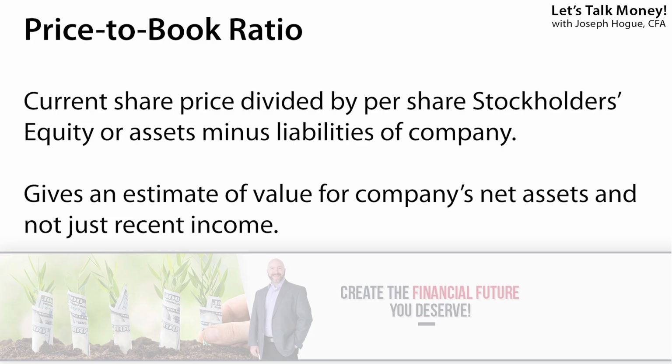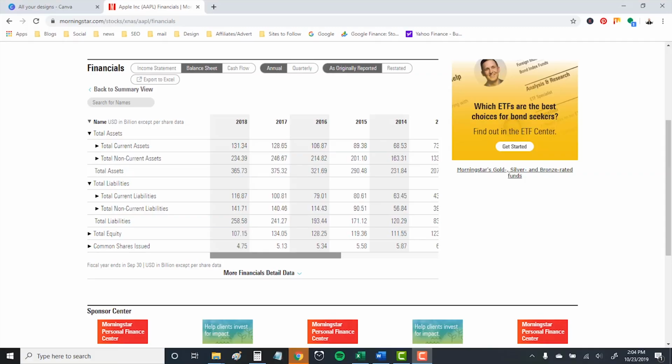Now, the price to book ratio is just the share price divided by the value of the assets a company owns minus the debt it owes. You'll find those assets and debts of the company on the balance sheet, so it's a totally different financial statement apart from the income statement that shows those earnings. To find the price to book, you look at the balance sheet and you can take the total assets minus the total liabilities, or just look for this line called total stockholders' equity. This is the investor ownership after debts are removed from a company's assets.